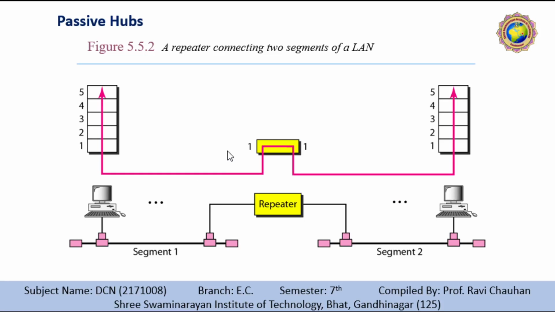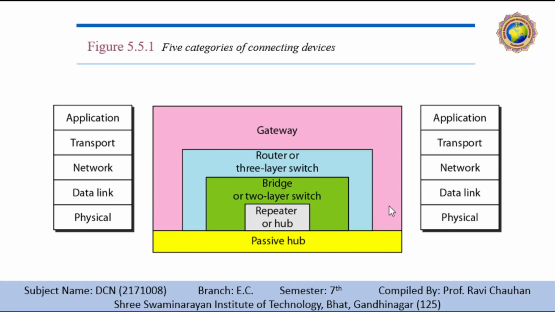A passive hub is just a connector. It connects the wires coming from the different branches. In a star topology Ethernet LAN, a passive hub is just a point where signals coming from the different stations collide, and the hub is the collision point. This type of hub is part of our media, and its location in the internet model is below the physical layer. Fine. So that is our passive hub.